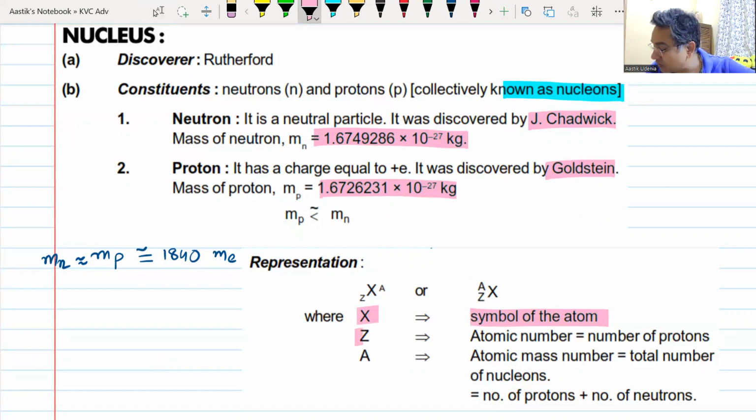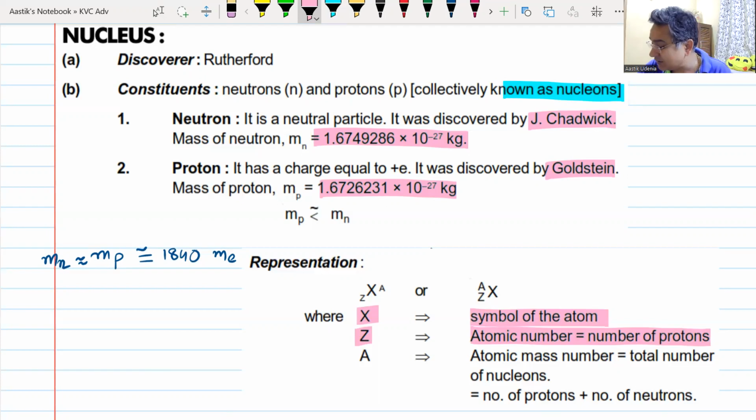Z stands for the atomic number. Remember, the atomic number is always the number of protons and not the number of electrons. The number of electrons can be changed. An atom can gain or lose electrons, but that does not change the type of atom it is. Only by changing the number of protons, by changing its nucleus, can we change the atom. Do you understand this? Yes, sir.